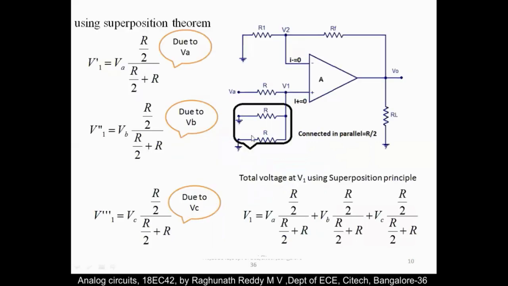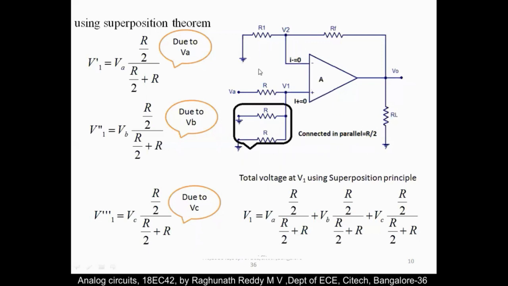Okay, because three input voltages are applied to the non-inverting input terminal, we have to use the superposition theorem. In order to apply it, when one voltage is applied, the other two voltages should be made 0. VA I am applying, VB and VC are 0. So these two resistances are connected in parallel. Two equal resistances in parallel: equivalent value is R by 2.